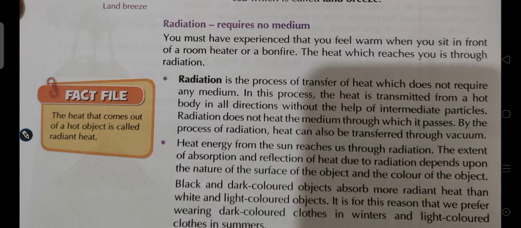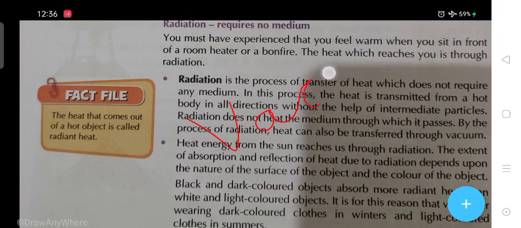So radiation is the process of transfer of heat which does not require any medium. In this process, the heat is transmitted from a hot body in all directions without the help of intermediate particles. The radiation does not heat the medium through which it passes. By the process of radiation, heat can also be transferred through vacuum. Yes, students, the area where there is no kind of medium, solid, liquid or gas, that area is called vacuum.